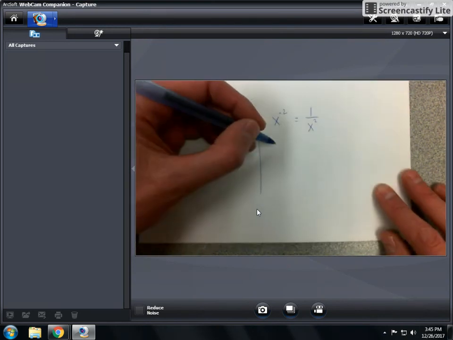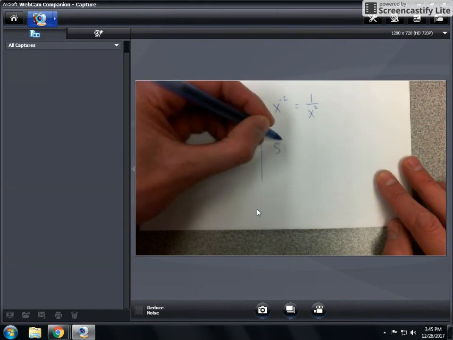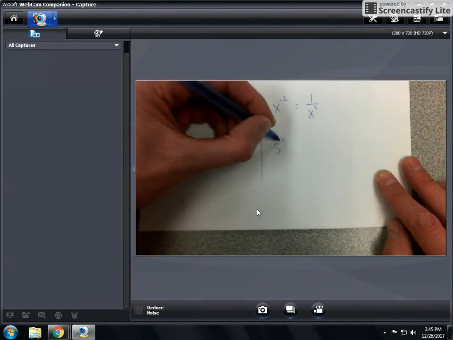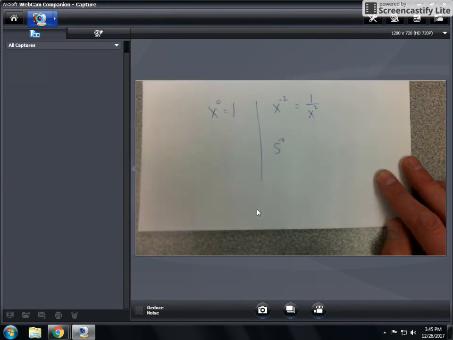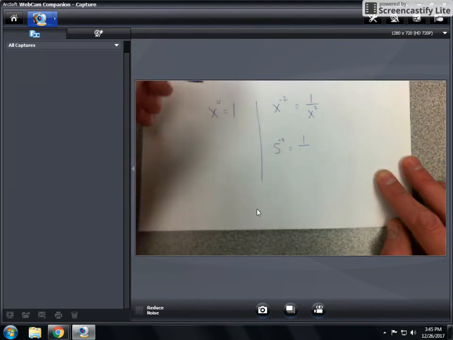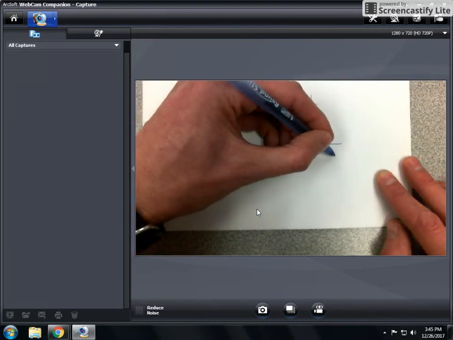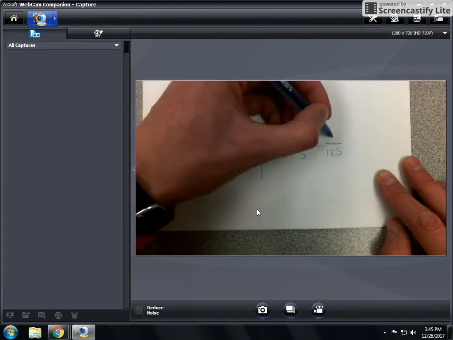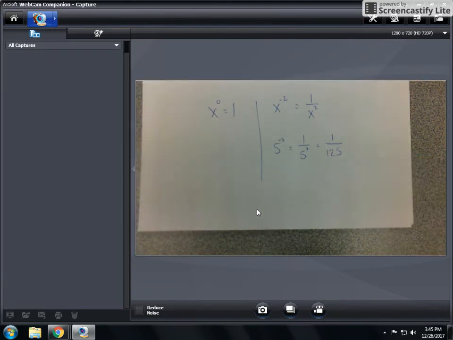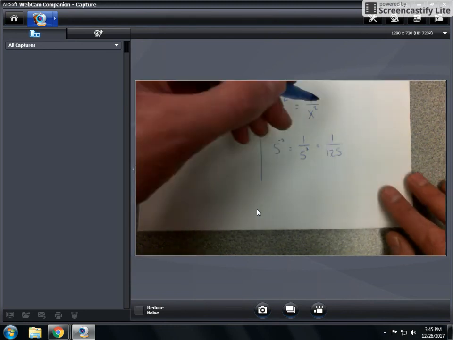Let's do an example of that with numbers. So if we have 5 to the -3rd power, we'd write that as 1 over 5 to the 3rd power, which now we can actually do. 5 to the 3rd power, 5 times 5 times 5 is 125. So it'd be 1 over 125. And that would be what 5 to the -3 is.